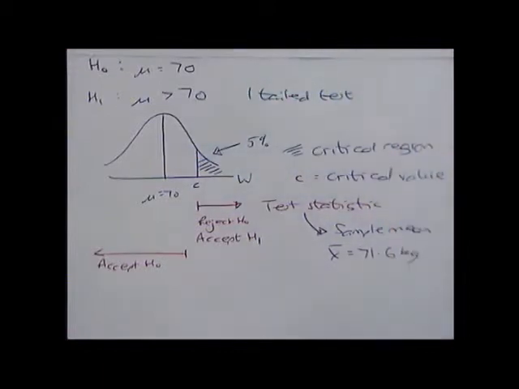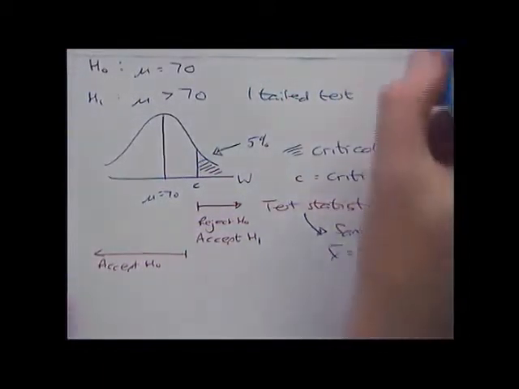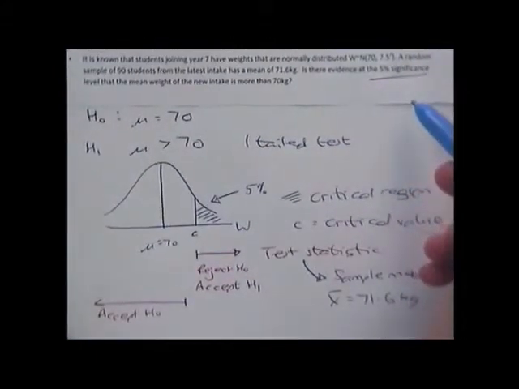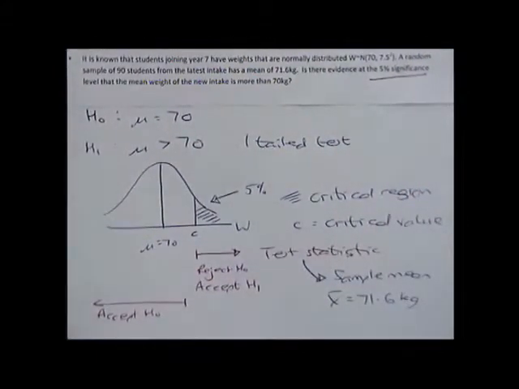Step 2, decide on a significance level. It was decided for us. It was 5%. They told us that in the question. Step 3, calculate the critical value and the critical region. Well, that's what we're going to do now.